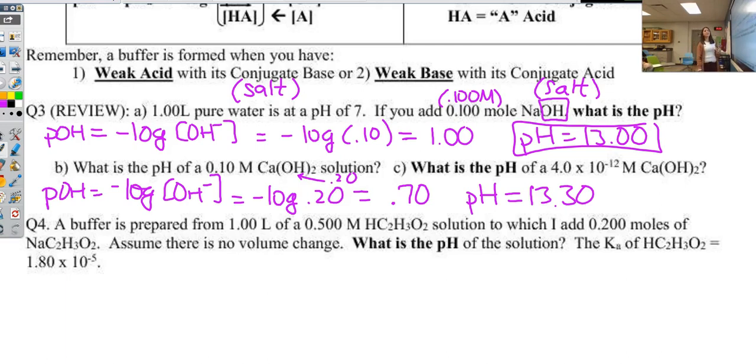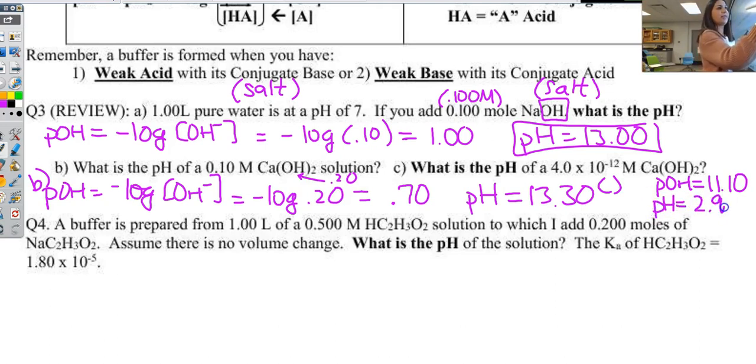All right, then it says part C, what is the pH of a 4 times 10 to the negative 12 molar Ca(OH)2? Okay, so we're going to do the same thing. We don't have to write all this down. We're going to negative log that. So let's negative log, not 4 times 10 to the negative 12, but what? 8 times 10 to the negative 12. And I'm getting for this one that my pOH is equal to 11.10. So that's my pOH. So what do I do to get my pH? 14 minus the answer. And I'm getting that the pH is equal to 2.90.